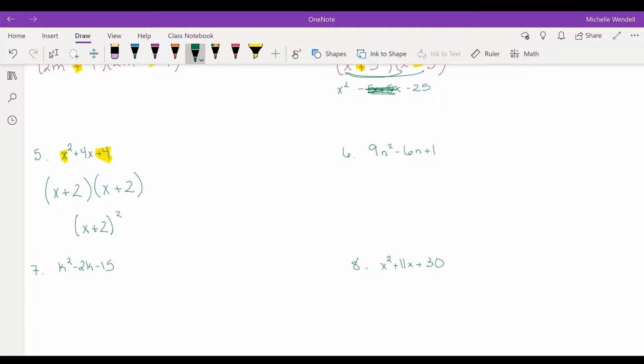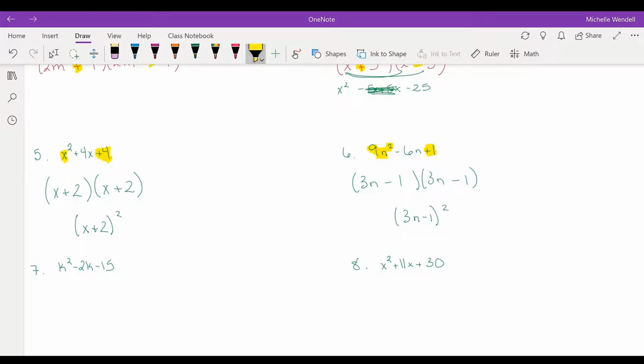For number 6, I have 9n squared minus 6n plus 1. Again, this right here, 9n squared, is a perfect square of 3n and 3n. And this plus 1 is also a perfect square. So I know that I am going to be dealing with factors that are the exact same. So I have 3n minus 1 and 3n minus 1, which gives me 3n minus 1 squared.